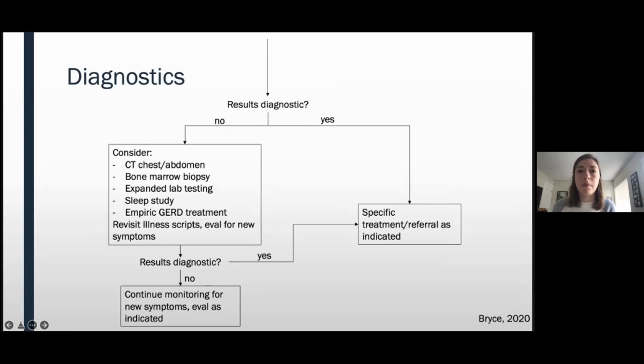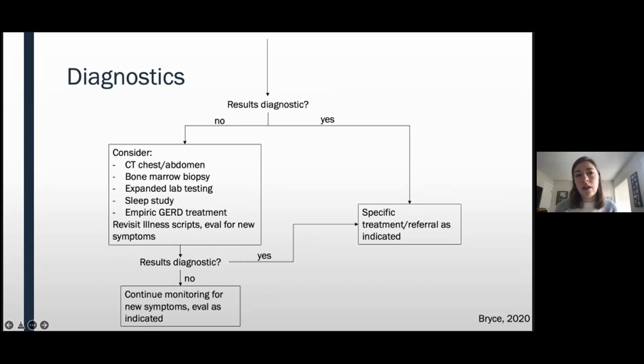So you want to base it on your clinical judgment and concern for certain conditions. If you're really concerned that they might have a malignancy that would involve the bone marrow, that's a reasonable thing to do. Obviously, we probably would not be ordering that ourselves, but something to consider. Also a CT chest or abdomen to look for malignancy, expanded lab testing, like testing for pheochromocytoma with metanephrines or carcinoid syndrome with the 5-HIAA.